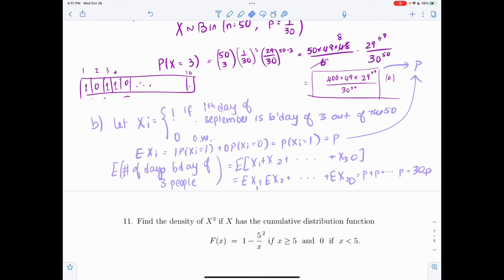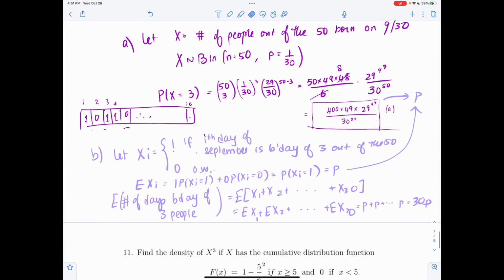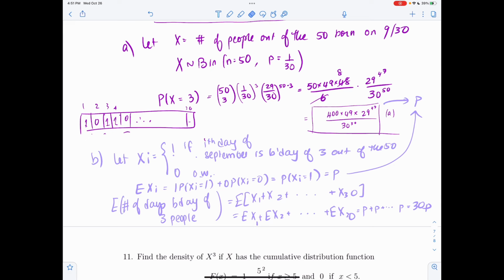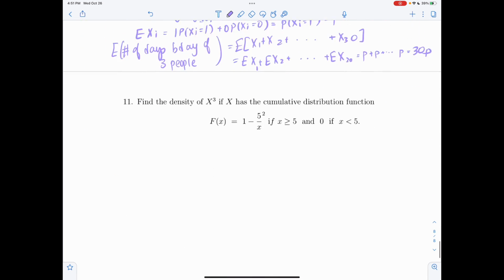All right, so that was number 10. Also did 10b. It's good to have it in your brain, and then when we come back to it, it'll be much nicer for you guys. Okay, now let's move on to number 11.